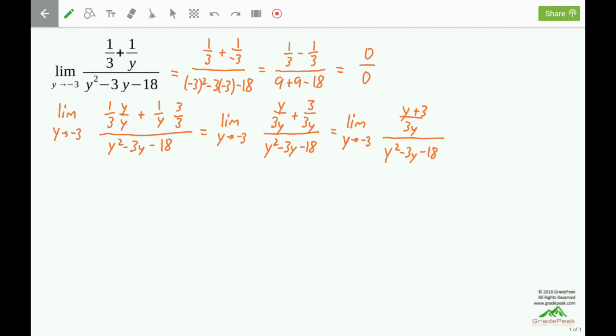At this point, we're going to reciprocate and multiply the denominator with the numerator. The denominator right now is not actually a fraction, it's just y squared minus 3y minus 18. Let's put that over a 1 so that we can reciprocate and multiply it with the numerator. This will become limit as y goes to negative 3 of y plus 3 over 3y times the reciprocal of the denominator, which is 1 over y squared minus 3y minus 18.